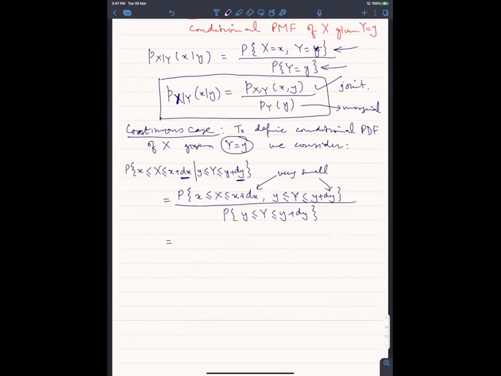So if you look at the numerator, exactly as we did here, this is the joint density function. This is the joint density function, but it is approximately equal to fxy, the joint density function, with dx and dy, so that you have a probability, divided by fy of y into dy. Okay, so this turns out to be fxy of x, y divided by fy of y, into dx.